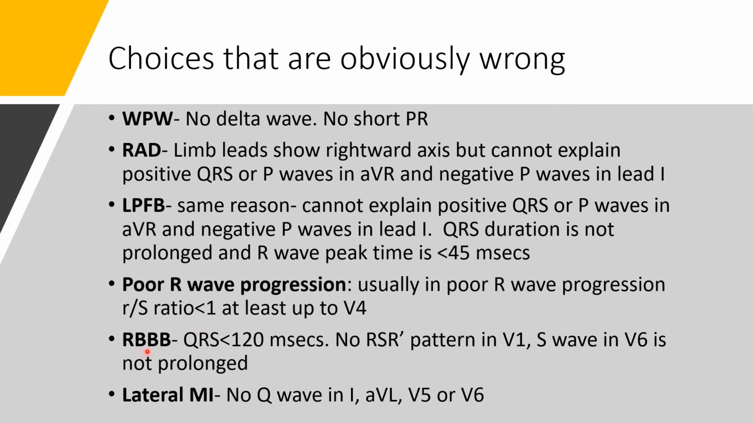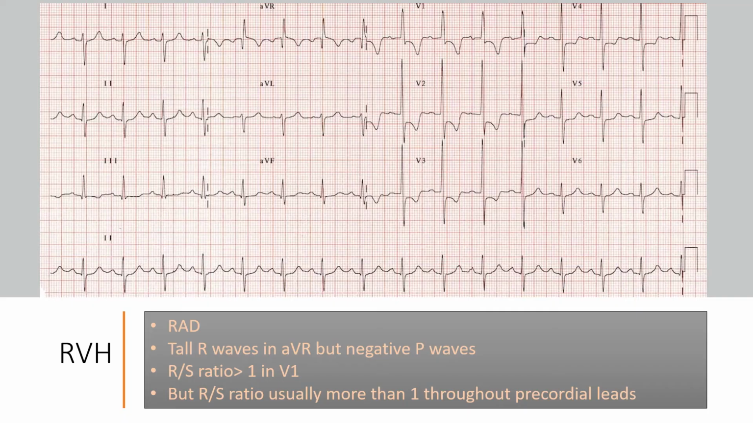It is not right bundle branch block, as you've already figured it out, because the QRS duration is much less than 120 milliseconds. It's a narrow QRS complex. There is no RSR prime pattern or bunny ears in V1, and the S wave in V6 is not prolonged. And finally, lateral wall MI: there are no Q waves in lead 1, AVL, V5 or V6. Therefore, this is not a lateral wall myocardial infarction.